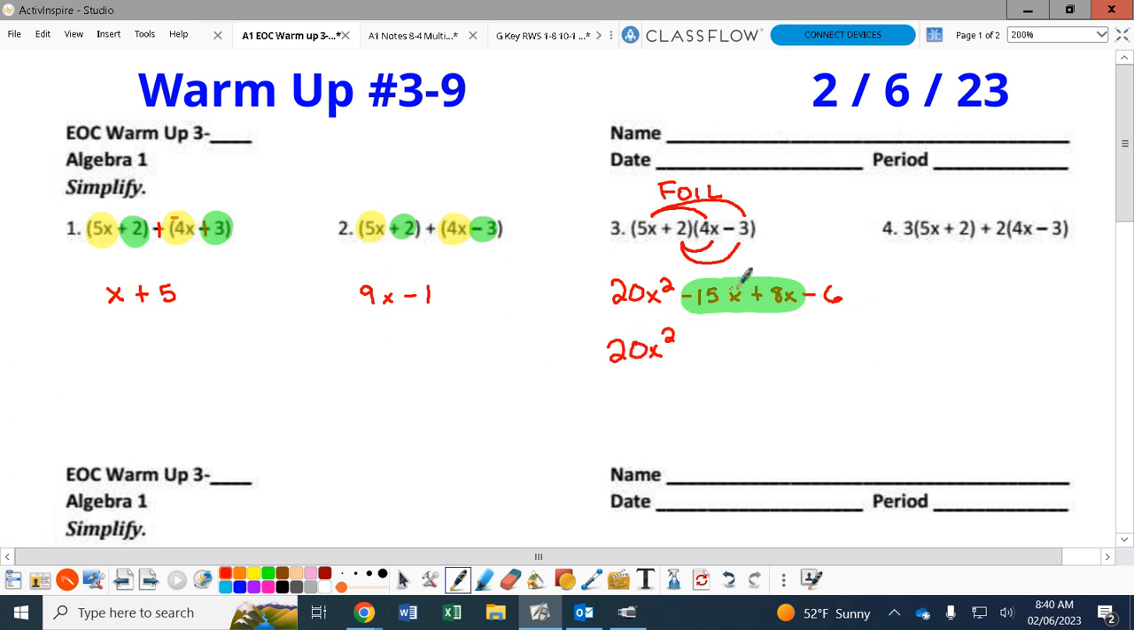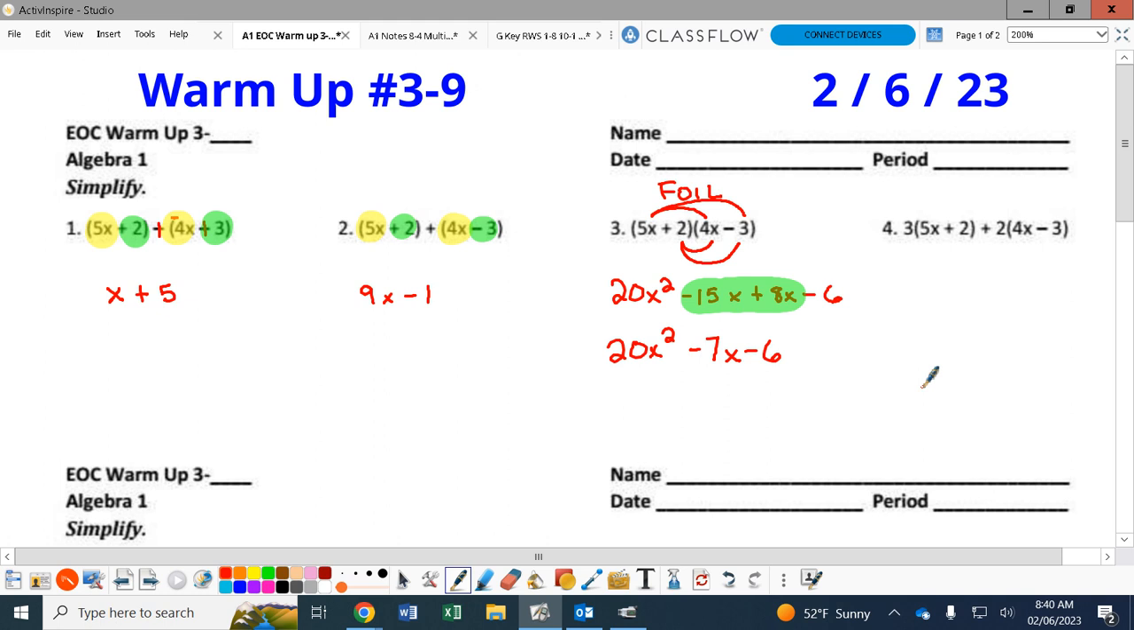Negative 15 and positive 8 would give you what? Negative 7x. Perfect. Minus 6. And at that point, you have it in standard form, meaning it goes from the highest power down to the lowest power. We've combined everything that we combined, and it is simplified as far as it can possibly go.